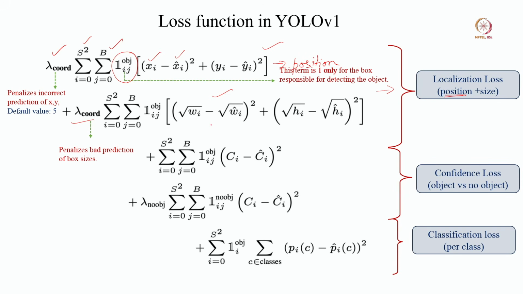Coming to the next one, this lambda coordinate penalizes bad prediction of box sizes. Inside it we have the width and height terms: Wi is the ground truth width and Wi hat is the predicted one, and similarly the ground truth height and the predicted height. This gives the loss for bad box sizes. The size should match exactly, neither too small, so that it does not contain the entire object, nor too big. So, this is related to the size of the box.